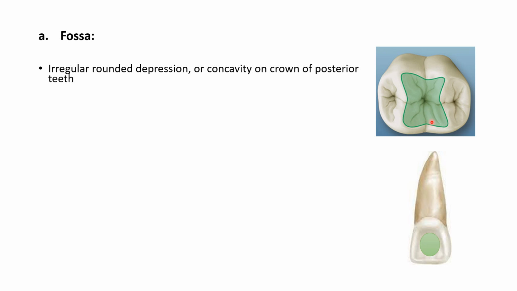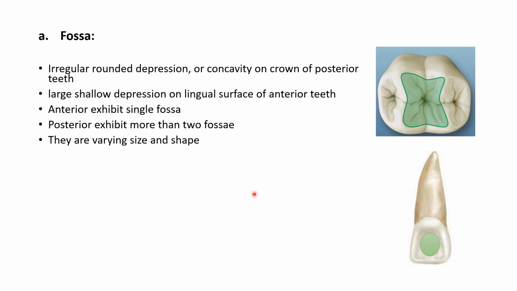You can make out here an irregular rounded depression or a concavity on the crown. They may be present on the lingual surface of the anterior tooth. So, a large shallow depression on the lingual surface of the anterior tooth. Anterior teeth exhibit a single fossa, posterior teeth exhibit more than two fossae. You can make out a single one here, others may be here, and here.